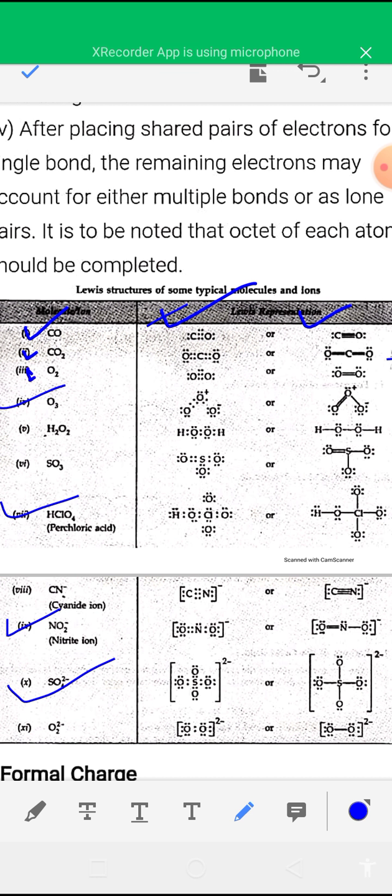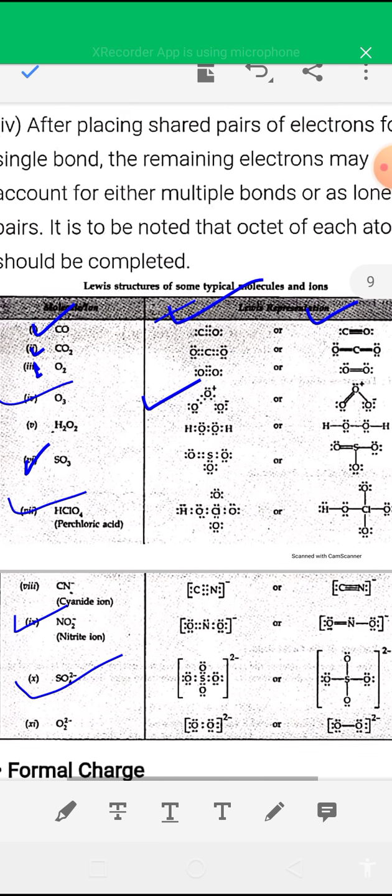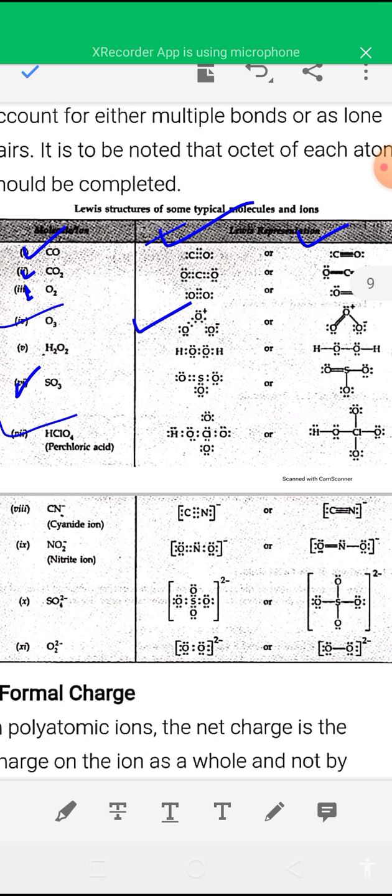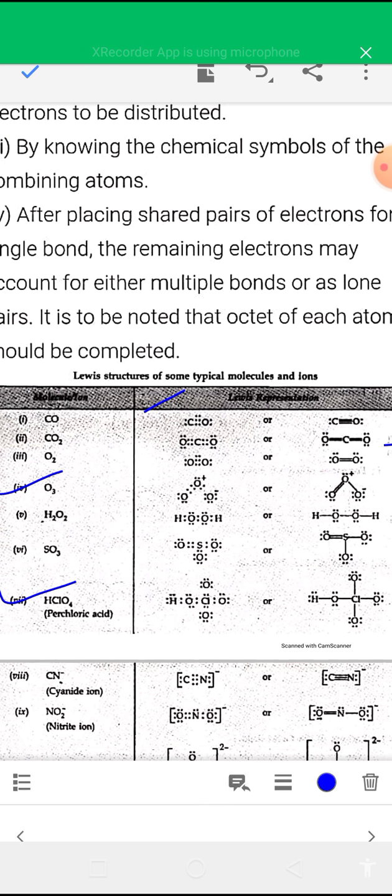In the oxygen molecule, there is a double covalent bond, that is, two electron pairs formed between two oxygen atoms. O3 molecule, ozone, you can see the structure of ozone. There is one double covalent bond and one single covalent bond. You have to practice all these Lewis dot structures in your copy. Structure of SO3, HClO4, Lewis dot structure of NO2, Lewis dot structure of SO4 2 minus, all these are given here. You have to practice all of them.